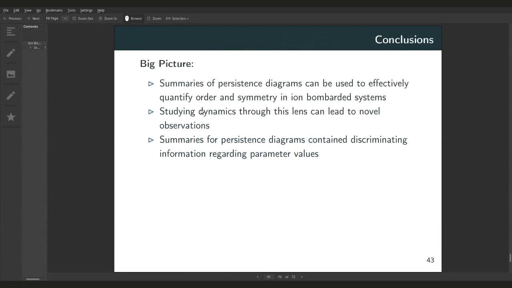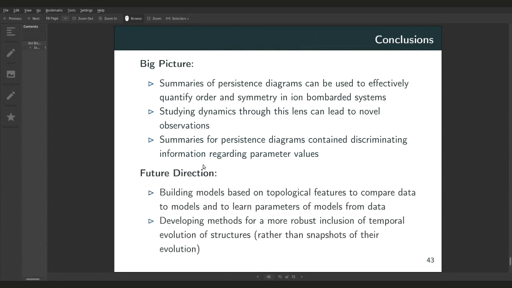So the big picture here is that persistent homology and summaries of persistence diagrams can be used to effectively quantify order and symmetry in these ion bombarded systems. It can lead to some novel observations or different ways to quantify dynamics, especially things that practitioners are observing but not able to detect or quantify automatically. And ultimately, this can be helpful maybe even in learning parameter values, so connecting the model to experimental data.